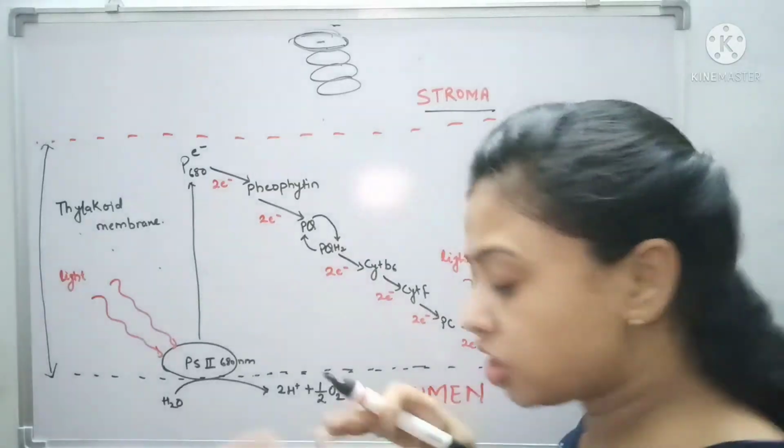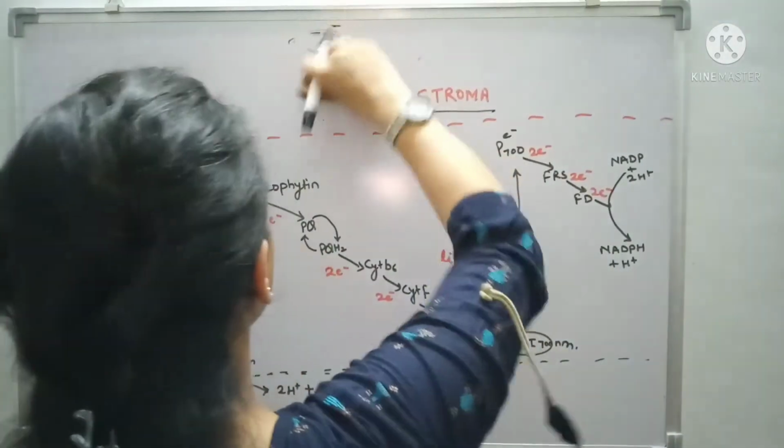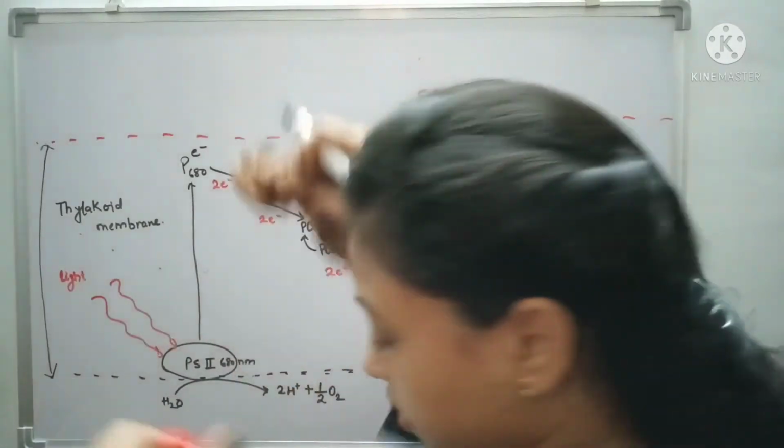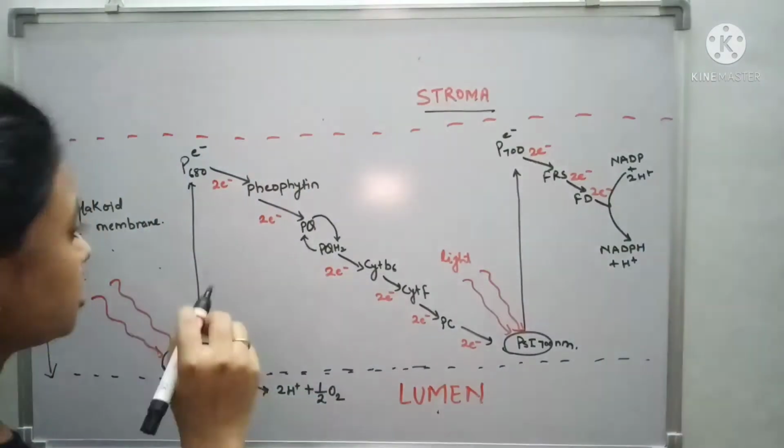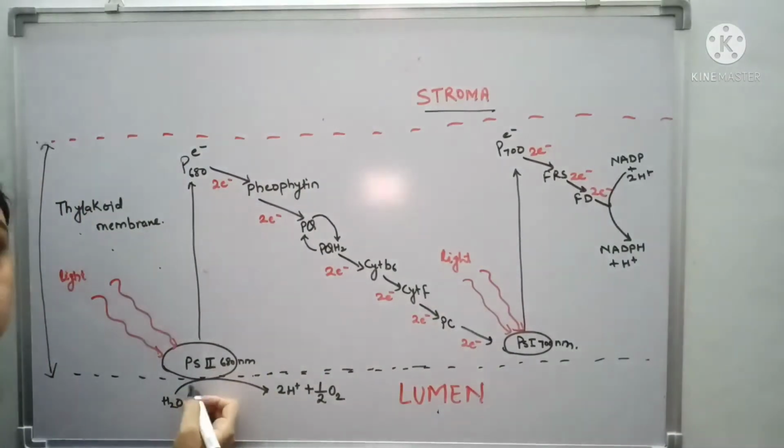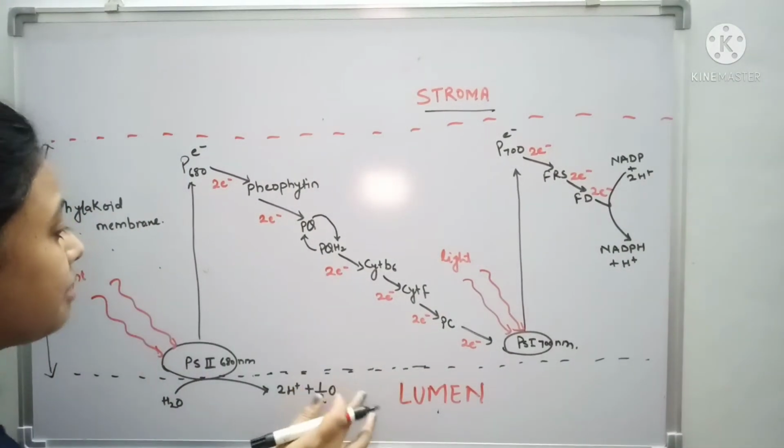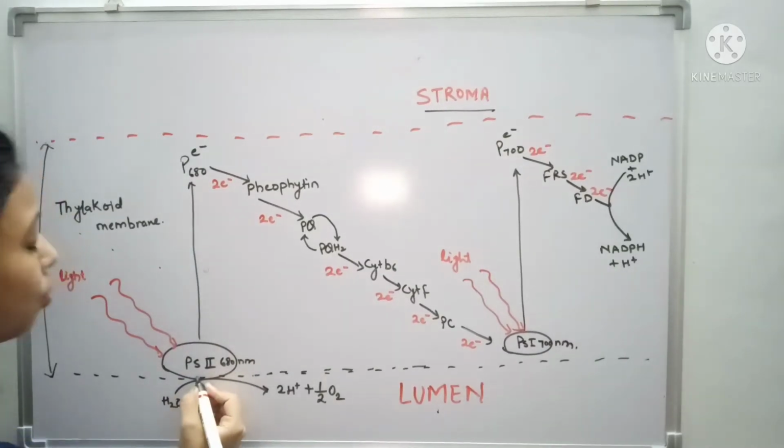Now how does this reaction take place? As I have told you, there are 2 types of photosystem: photosystem 1 and photosystem 2. This scheme starts with photosystem 2. What happened?